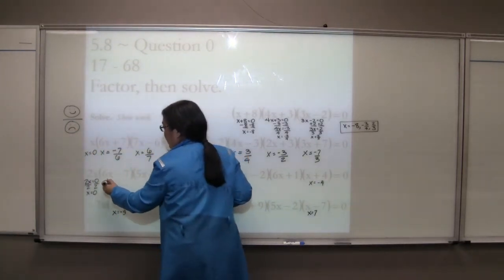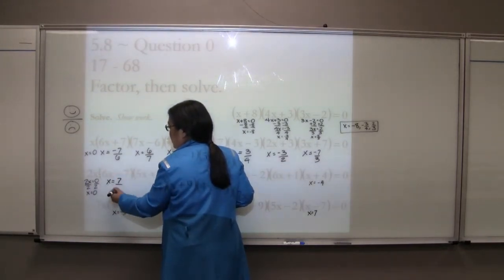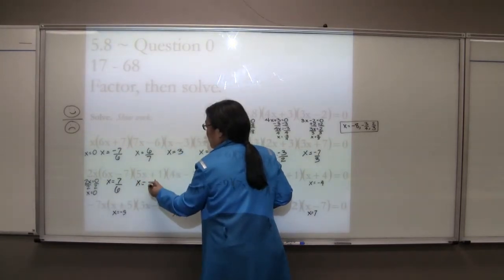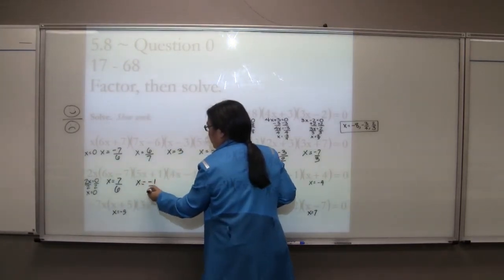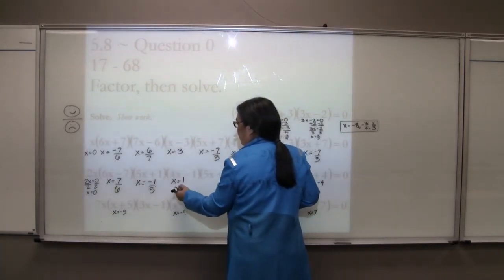Next, we're going here. -7, so positive 7s, put the 6 on the bottom. This says +1, so we use -1, put the 5 on the bottom. That says -1, we put +1, put the 4 on the bottom.